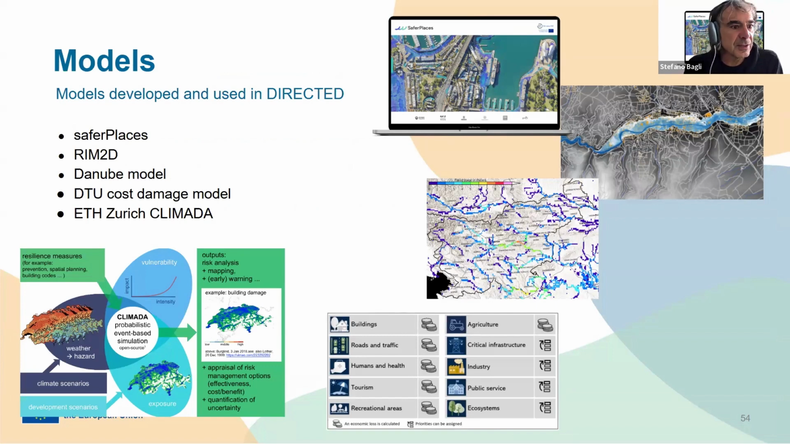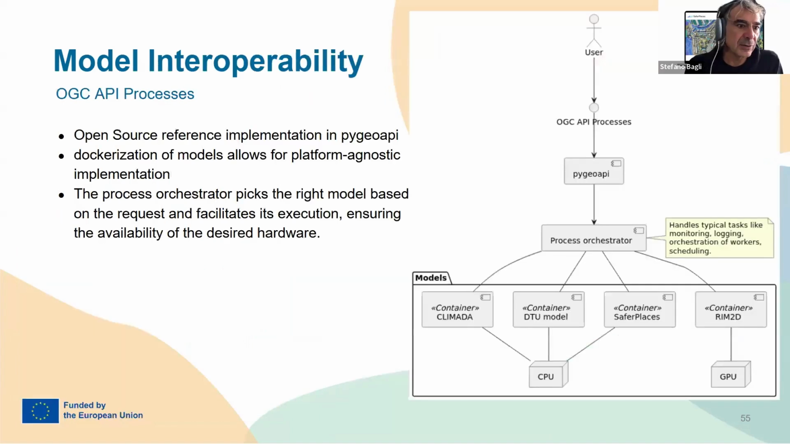We have developed an API interface for each model, and each model has been Dockerized, so we are able to orchestrate the execution of the models. Next slide, please. Through the PyGAPI process, this will ensure that even the cloud resources requested by each model can be activated on demand without losing resources in terms of computational power.